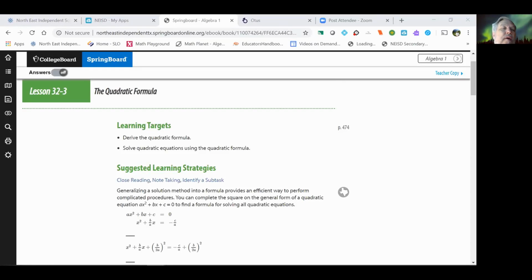Hi guys. Today we're going to do lesson 32-3, the quadratic formula. Today we're going to learn how to derive. Yes, our learning target is to derive the quadratic formula. And then we're going to solve quadratic equations using the quadratic formula.